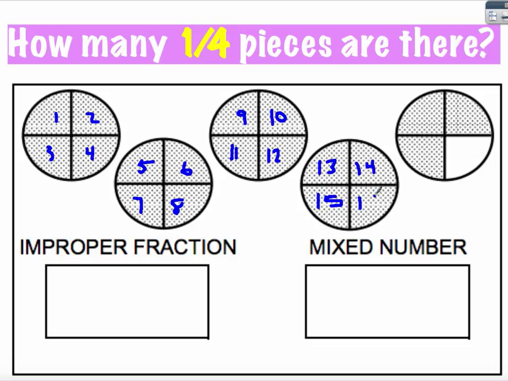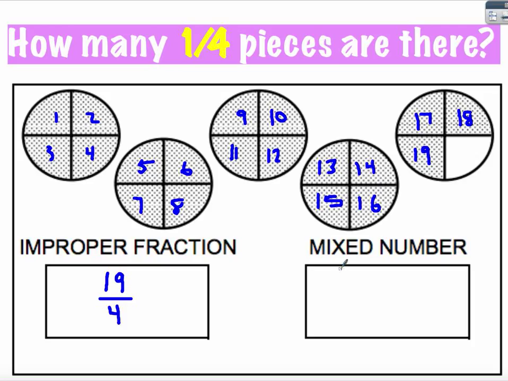Trying to write with my mouse is not very neat. 17, 18, and 19. Okay, so it looks like we have 19 fourth pieces that are colored gray. So if I wrote that as an improper fraction, I have 19 pieces that are 1/4 sized, so 19 fourths.